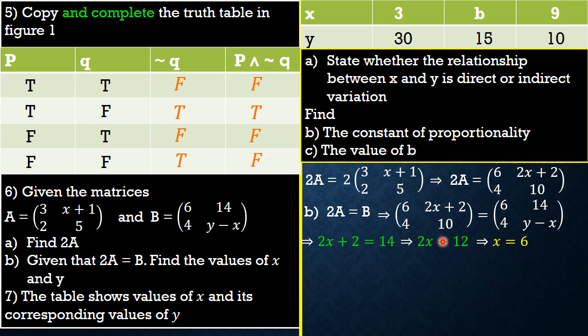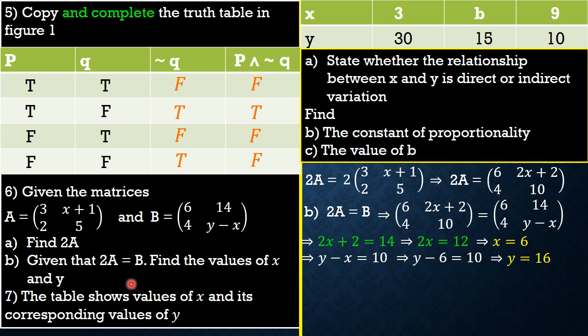Okay. Now that we have the value of x, we can get the value of y by simply saying that since 4 corresponds to 4, it means that y minus x has to correspond to 10. So we have y minus x equal to 10. But our x is what, guys? 6. So we have y minus 6 equal to 10. If we carry the negative 6 over to the right hand side, it becomes positive 6. We are going to have y equal to 10 plus 6, which gives y to be 16. Great. So those are the values of x and y.